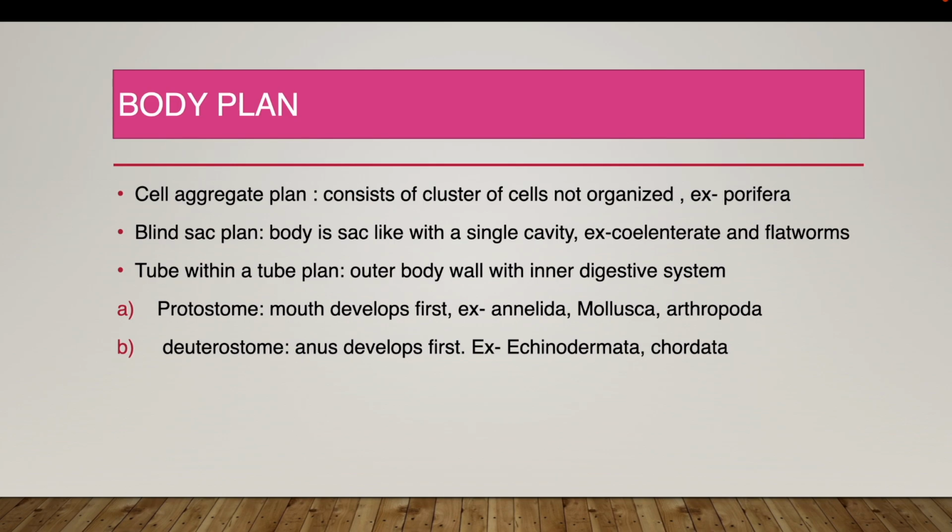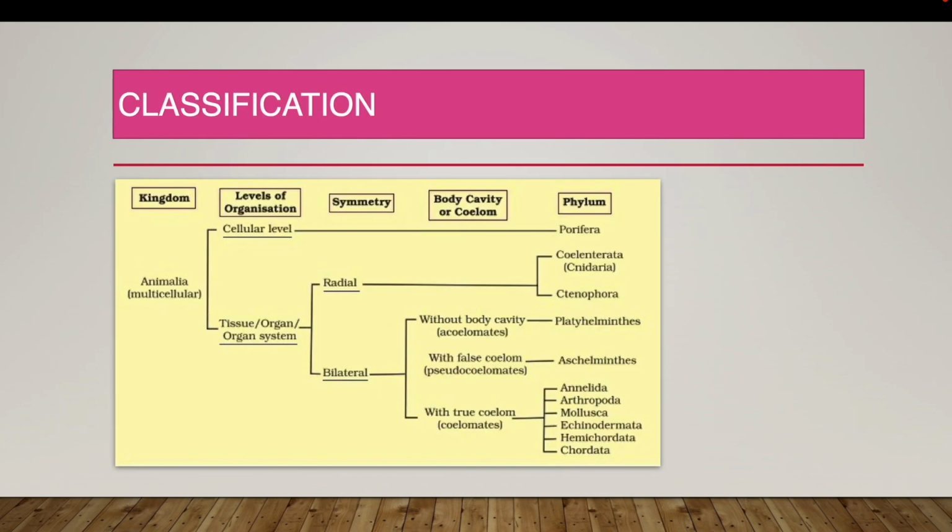So this is all about the body plan. So based on different features, the animal kingdom or the different organisms have been categorized into different phyla. So first, the animals have either a cellular level of organization or a tissue or organ grade of organization. If it is the cellular level of organization, only the phylum Porifera comes under it. That means having multiple cells but not tissues or organs.